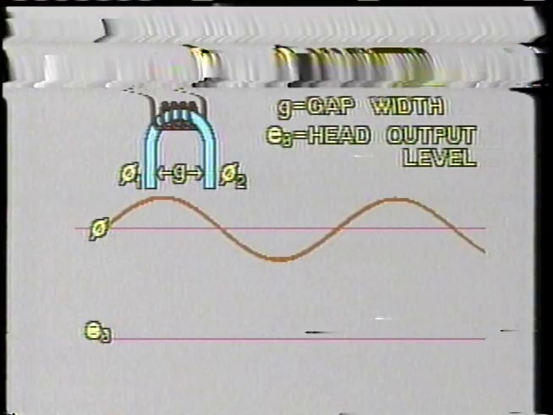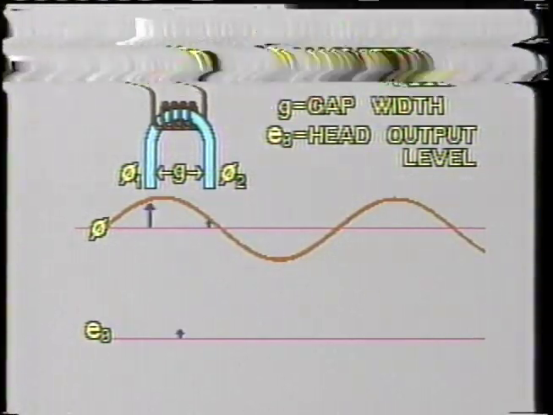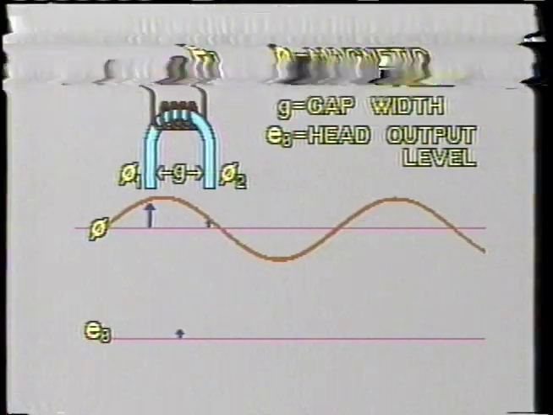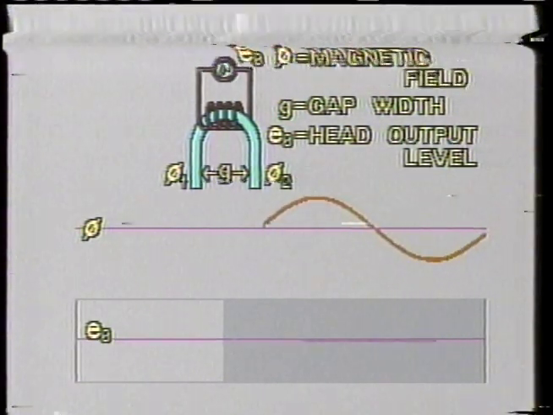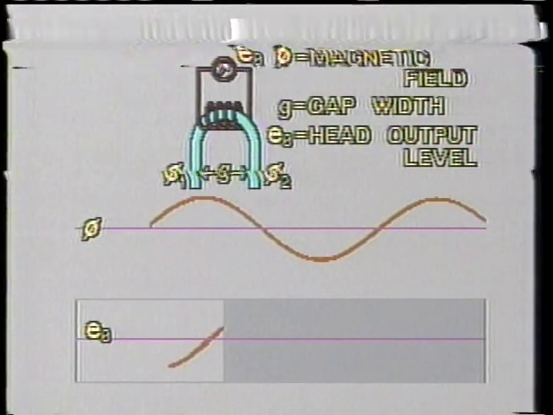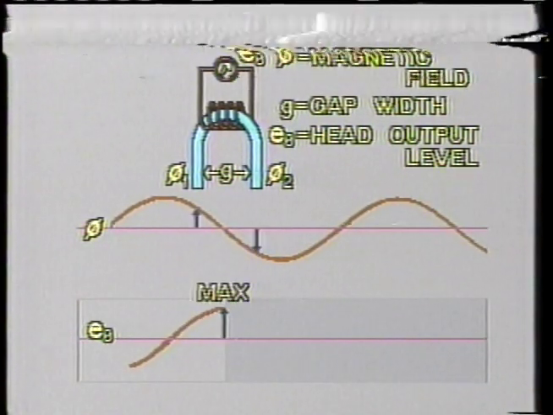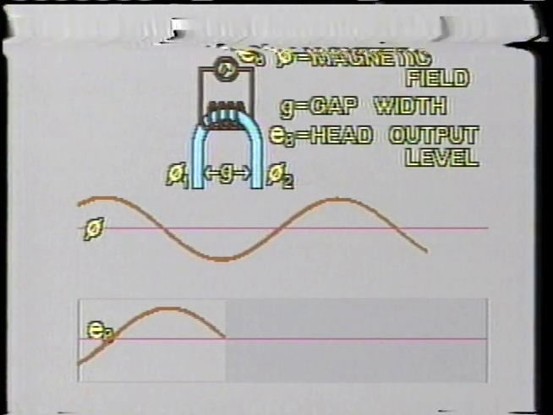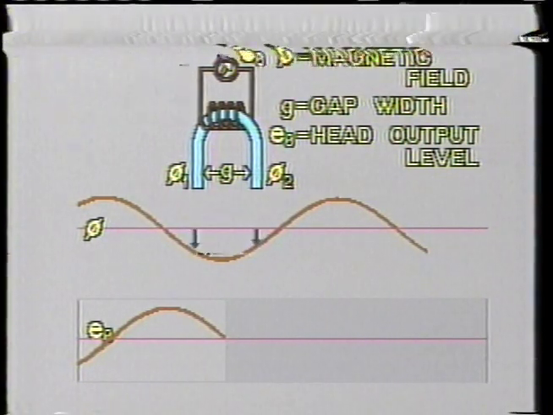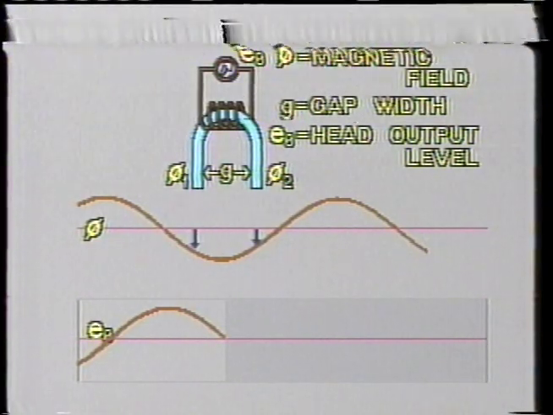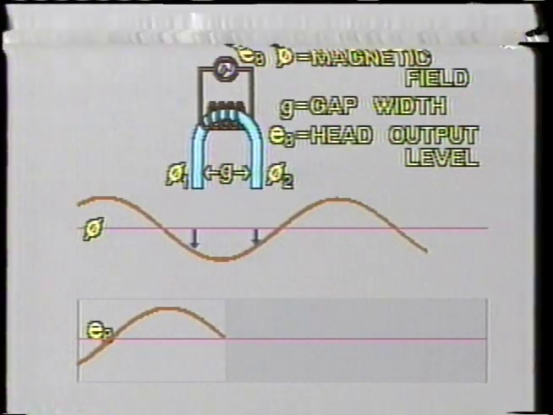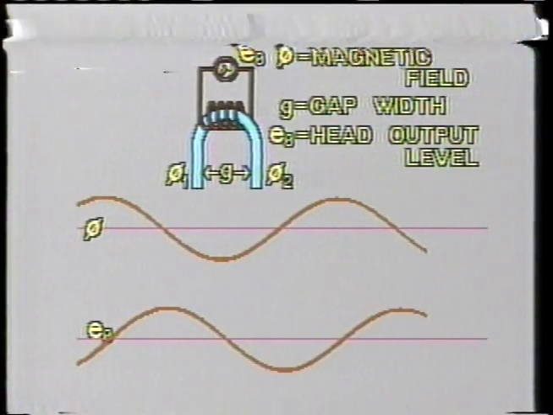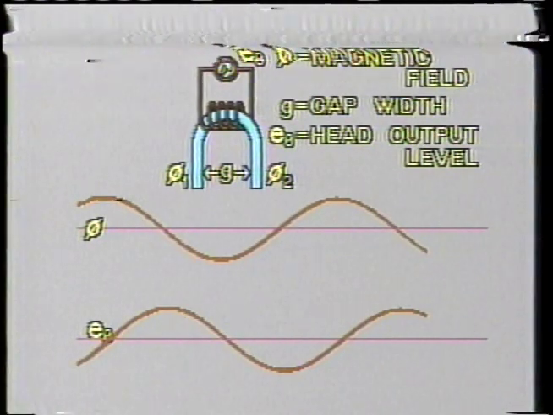The head output level is determined by the difference in magnetic field strength at both terminals of the head gap. In this diagram, the magnetic field strength at each terminal of the head gap is Φ1 and Φ2. Head output reaches its maximum when the reverse polarities of Φ1 and Φ2 are equal. Conversely, minimum head output occurs when the normal polarities of Φ1 and Φ2 are equal. If head output curves are drawn as shown here, the residual magnetism curve for the tape shows a differentiated form.